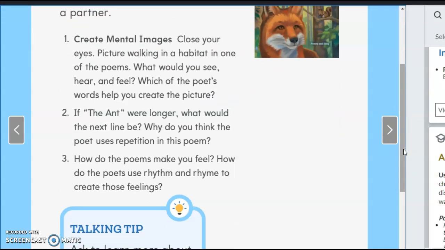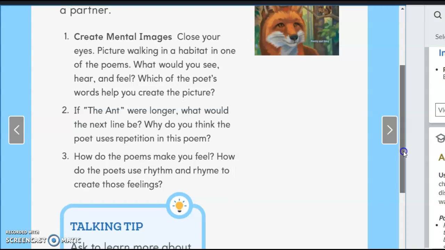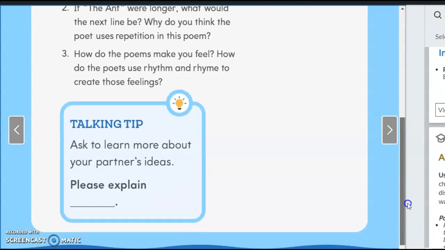If the poem The Ant were longer, what would the next line be? And why do you think the poet uses repetition or the same words over and over in this poem? How did the poems make you feel? How did the poets use rhythm and rhyme to create those feelings?